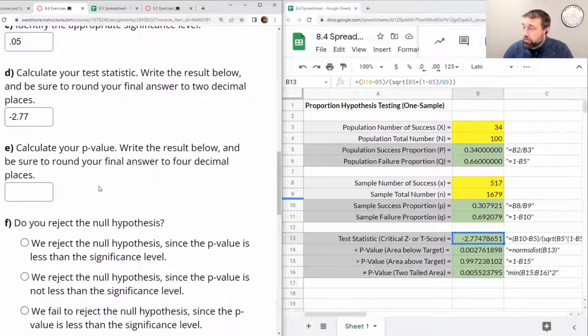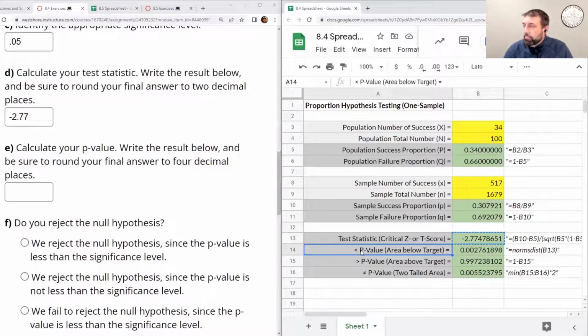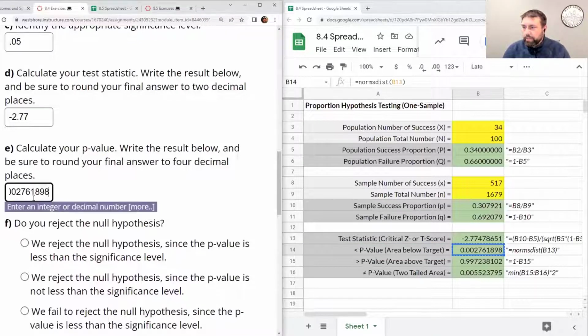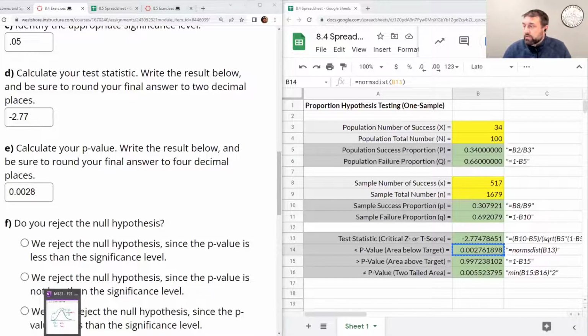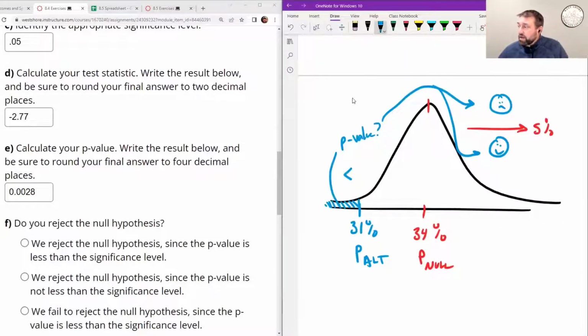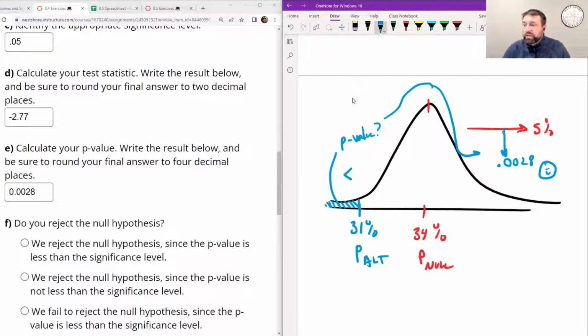And for our p-value, we're looking for the area below the target. Here is our p-value. Copy, paste. And we need to round that to what? 4 decimal places. So that is our area, 0.0028. So again, going back to this, our area came in at 0.0028, which is way below 5%. So this is good. That means we get to reject the null hypothesis. That means 34, you're out. And the new value is 31.